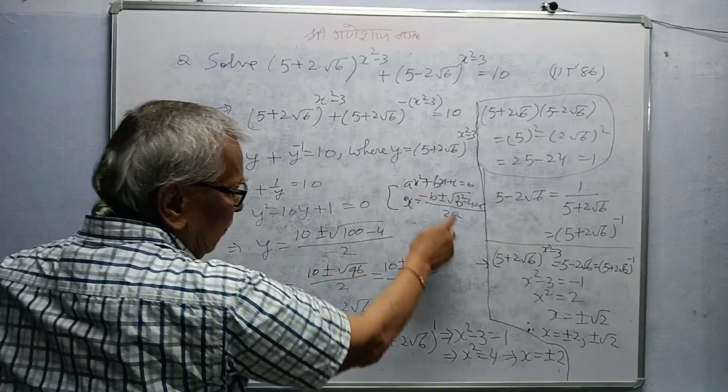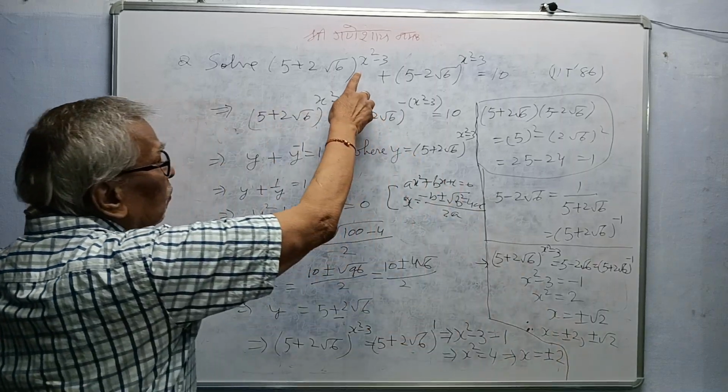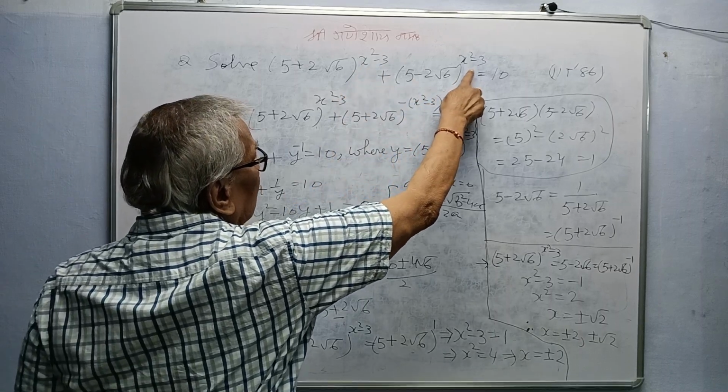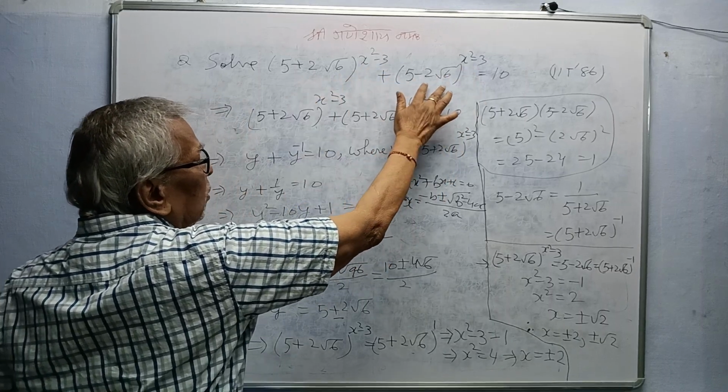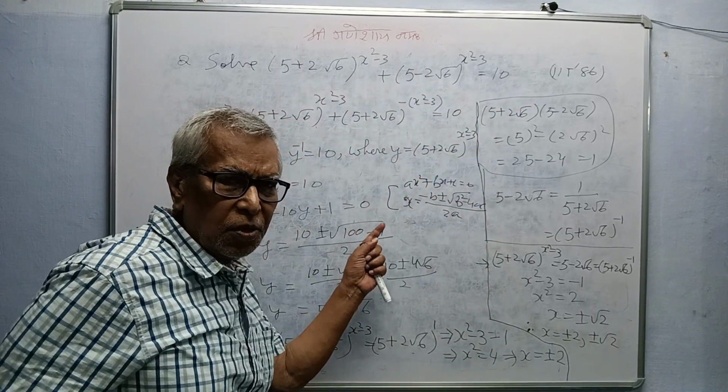If we put x equal to plus minus 2, 4 minus 3 is equal to 1, so the plus 2 root 6 and minus 2 root 6 will go out, so 5 plus 5 is equal to 10. So this satisfies this equation.